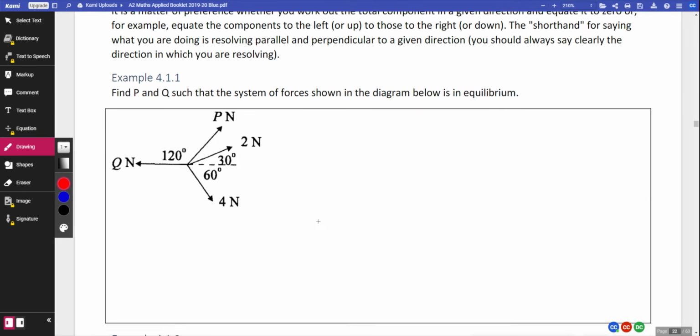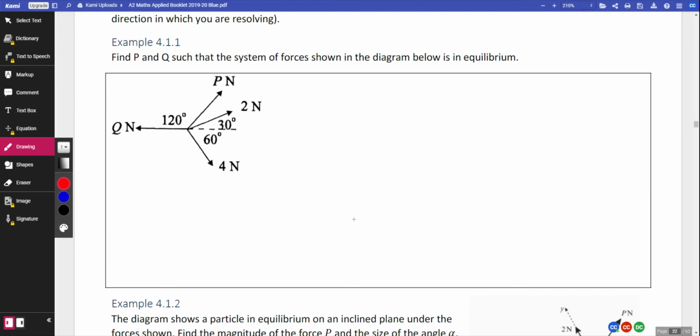So if we have a look at this first example, what I'm going to do here is go horizontally, and we're going to look at it as though we're setting up F equals ma. So if I'm looking in the horizontal direction, so coming along here, I'm going to take to the right, as we're looking at the screen, to be positive. So this angle here is 30 degrees, giving me this angle here to be 60.